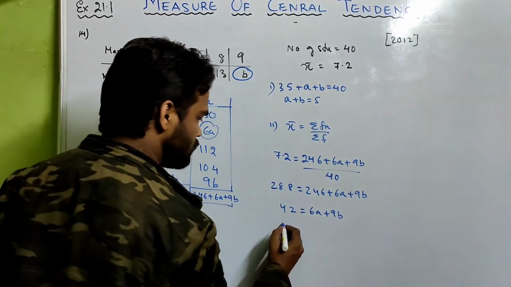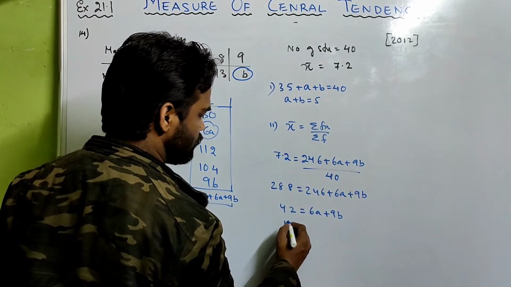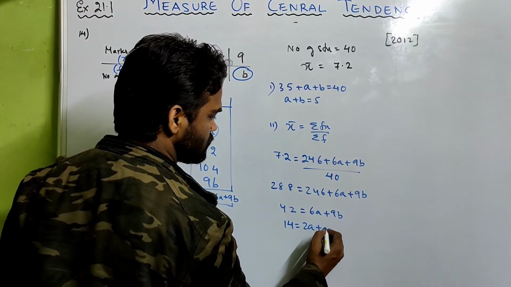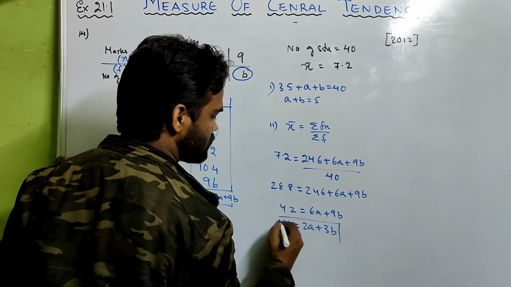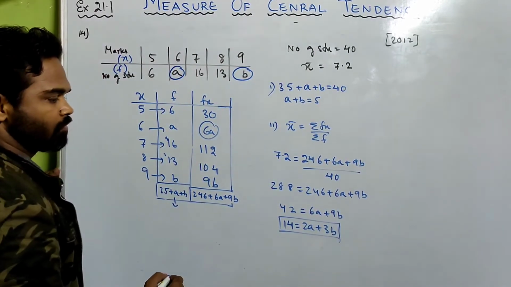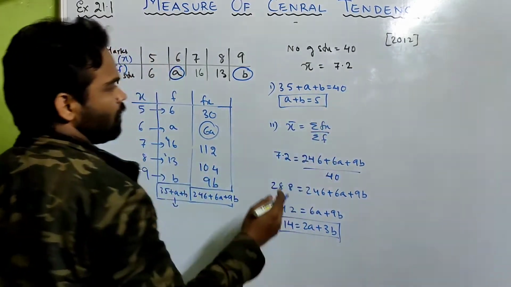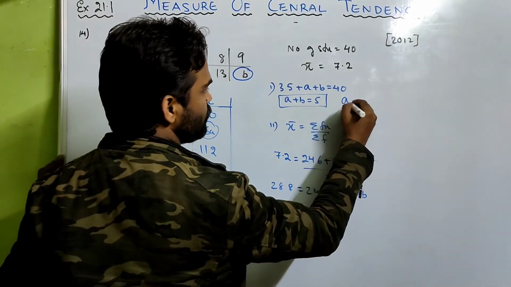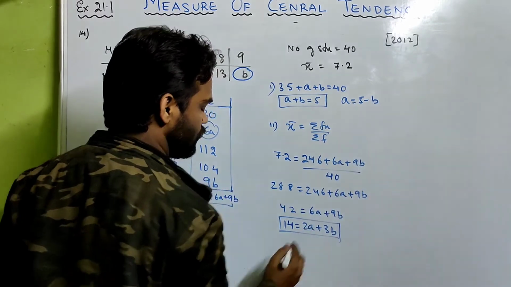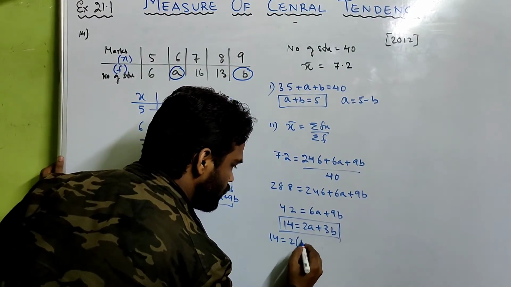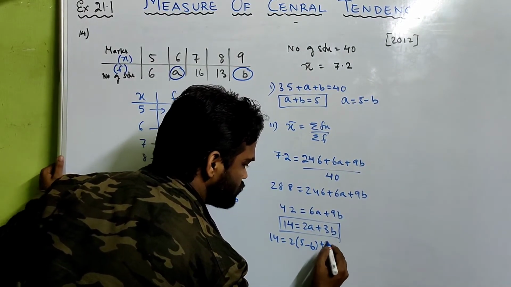We take 3 common, so that's 3 1s are 3, 3 4s are 2a plus 3b. So that's the other equation. Okay, what I'll do, I'll solve simultaneously. From here, A will be what? A will be 5 minus B. I'll put it over here. 14 equals to 2 into 5 minus B plus 3B.